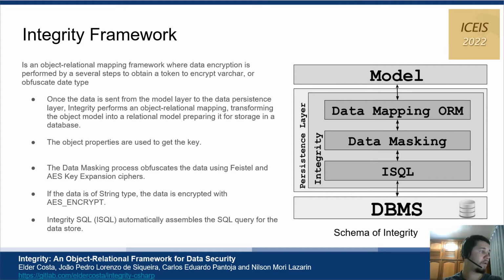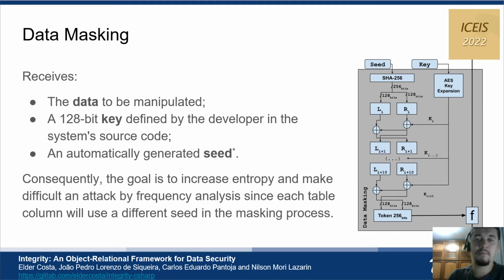So in case of a query to retrieve encrypted or masked information from the database, Integrity SQL does the opposite process. It takes the encrypted string data and leaves the text unencrypted for the model in the application layer. The data masking process receives the data to be manipulated, a 128-bit key defined by the developer in the system source code. This is defined in the application configuration. It also receives an automatically generated seed. This seed is derived from the table structure, the initial seed, and the column chosen to be encrypted.